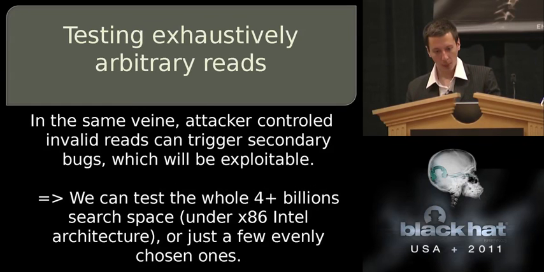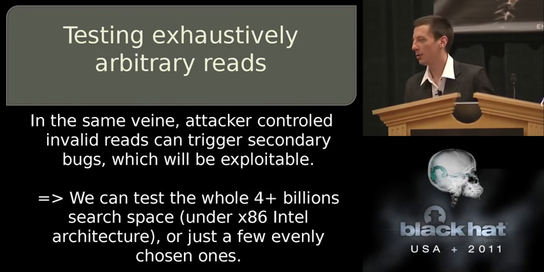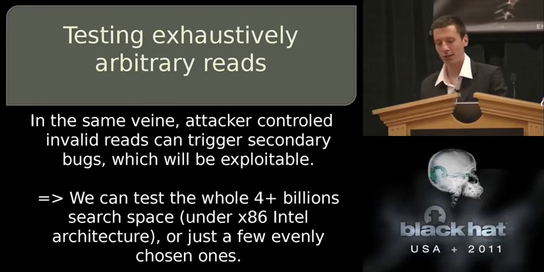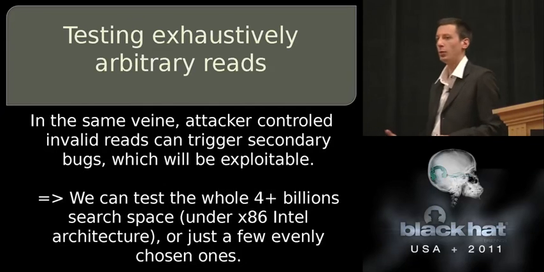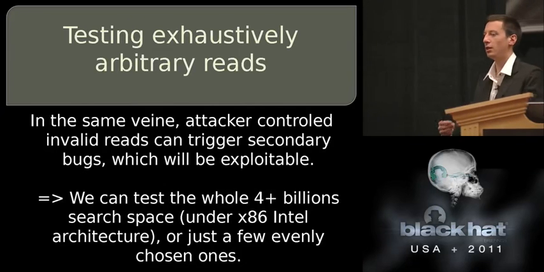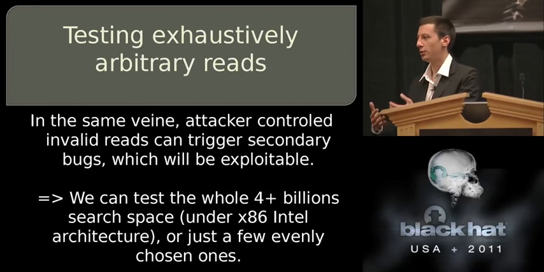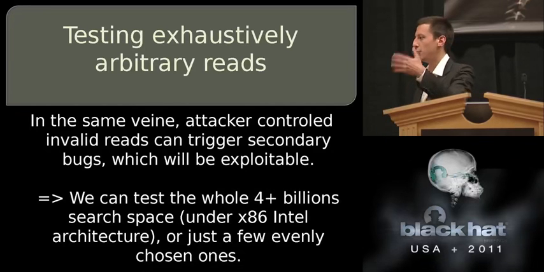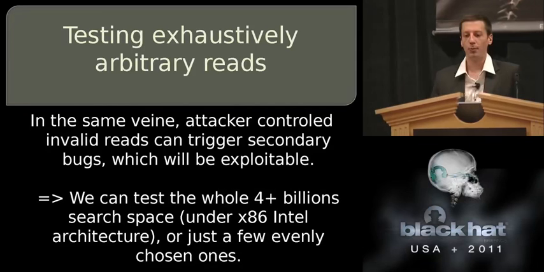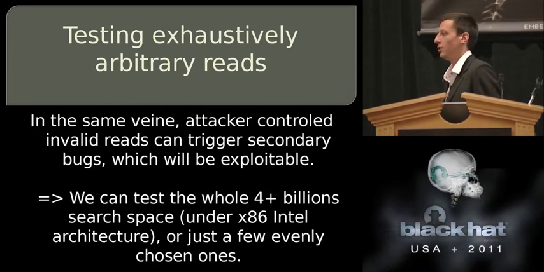Okay. We can also check for arbitrary reads, but that's not very effective in the sense that memory reads are not directly exploitable. But we can check if performing a controlled invalid read, so making the application read from a location we control and reading a value we control and putting it into a register to do something else, is going to trigger later on another vulnerability which is easier to exploit.